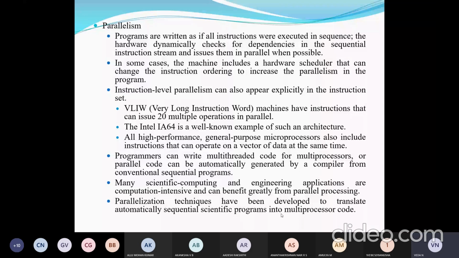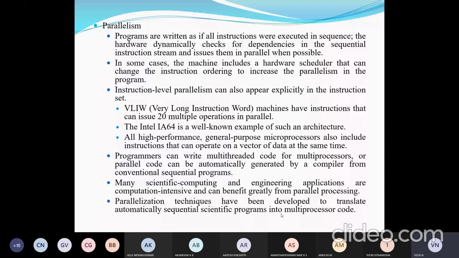Next is parallelism. If we go into detail, you should be able to understand the multi-threaded code also, because we write multi-threaded code for multi-processors, or parallel code which can be automatically generated by a compiler from sequential programs. I already mentioned it's the hardware scheduler which decides the ordering of instructions.